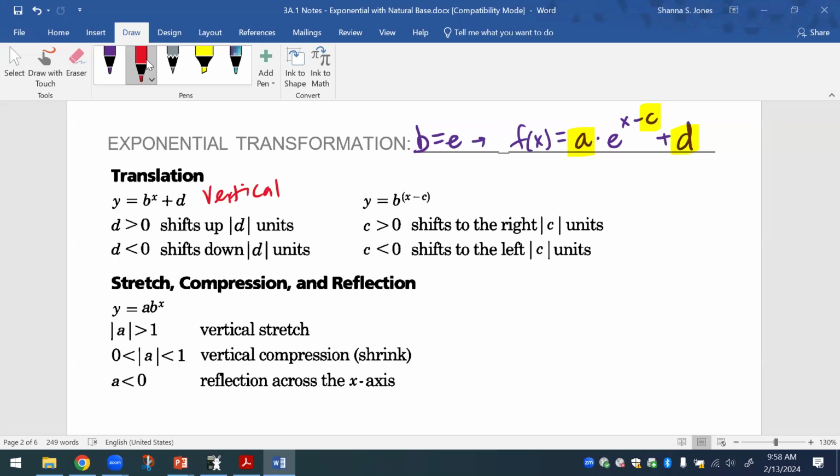With your vertical translation, if it's plus D, that means you're shifting up. That's what D greater than 0 means, that it's a positive D. That means to each one of your y values, you're going to add D. Does that make sense? Same rules as before. If it's minus D, you're going to shift down. That means to each one of your y values, you are subtracting D.